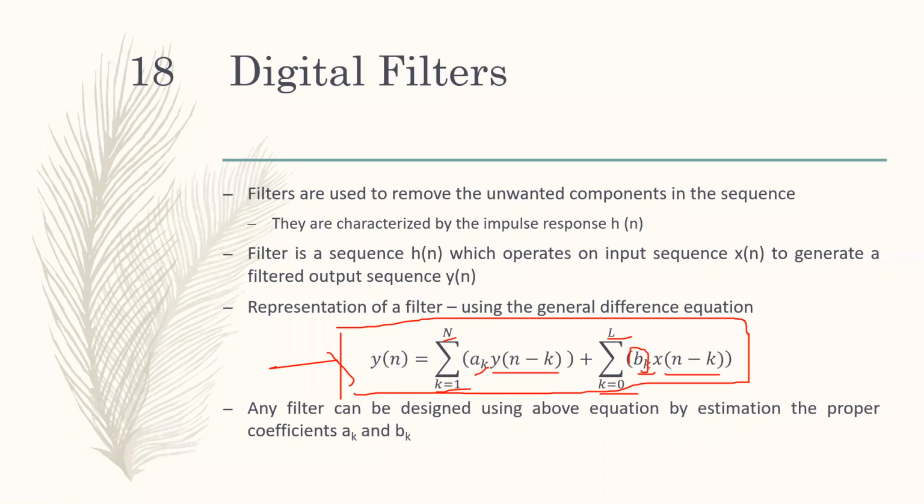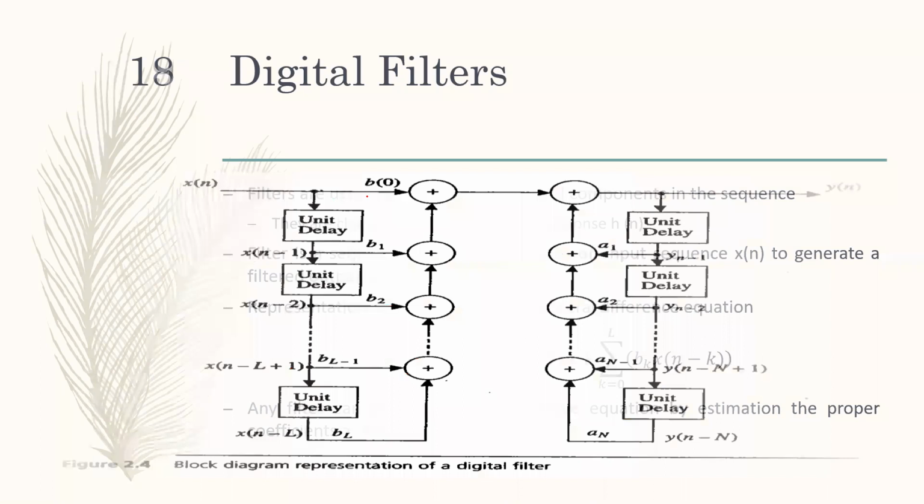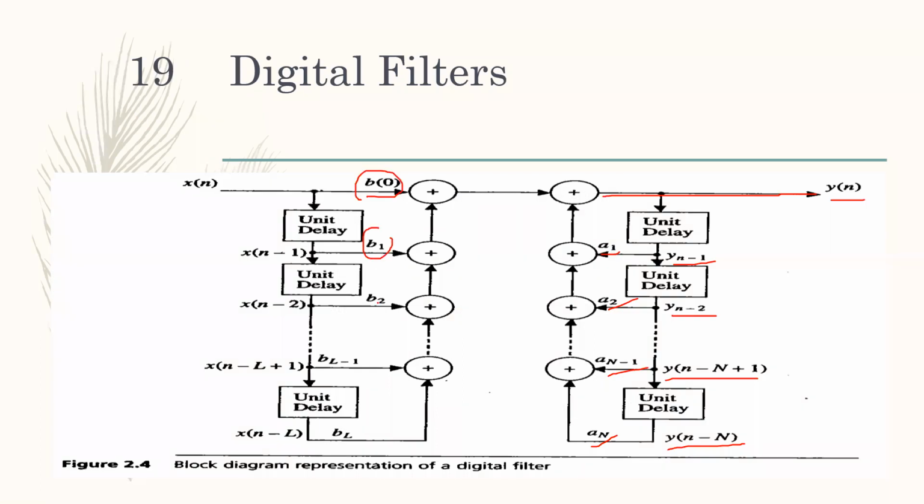And this coefficient with respect to that term multiplied with that term will be b0, b1, b2, and so on up to bl. So this is with respect to the input side. So this is b0, b1, and so on up to bl. So b0 is multiplied with x of n, and then it is added with the next one, that is x of n minus 1 multiplied with b1, and then added to the previous, so the overall result gets added here. So these are the summations that I'm getting.